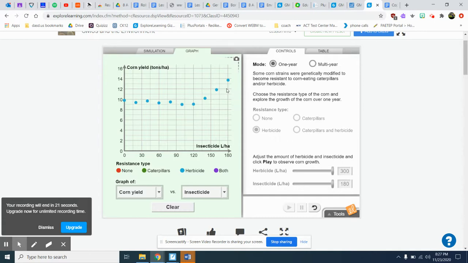B, what does the shape of the graph indicate about the amount of insecticide needed to be effective? A large amount of insecticide is needed to be effective. Below that amount, very few caterpillars are killed or affected at all.